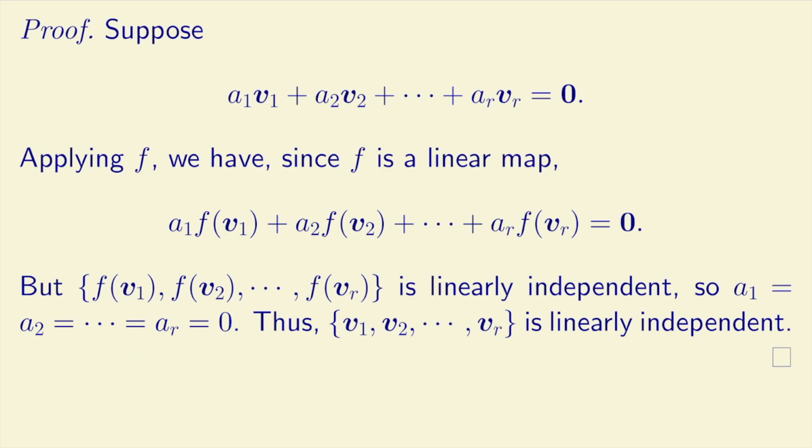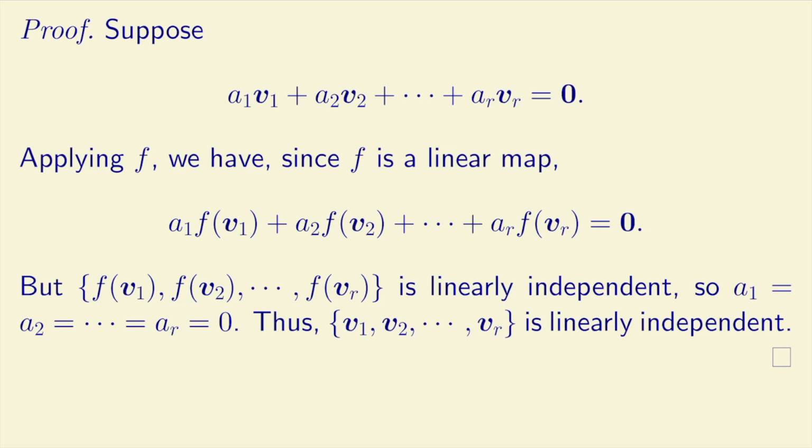That's right. The notes state that f of v1, f of v2, ..., f of vr is linearly independent. So a1 equals a2 equals ar equals 0. This means that v1, v2, ..., vr is linearly independent. Yeah, that makes more sense. So if the transformed vectors are independent, the original vectors must also be independent. But does the reverse hold? If the original vectors are independent, are the transformed ones also independent?